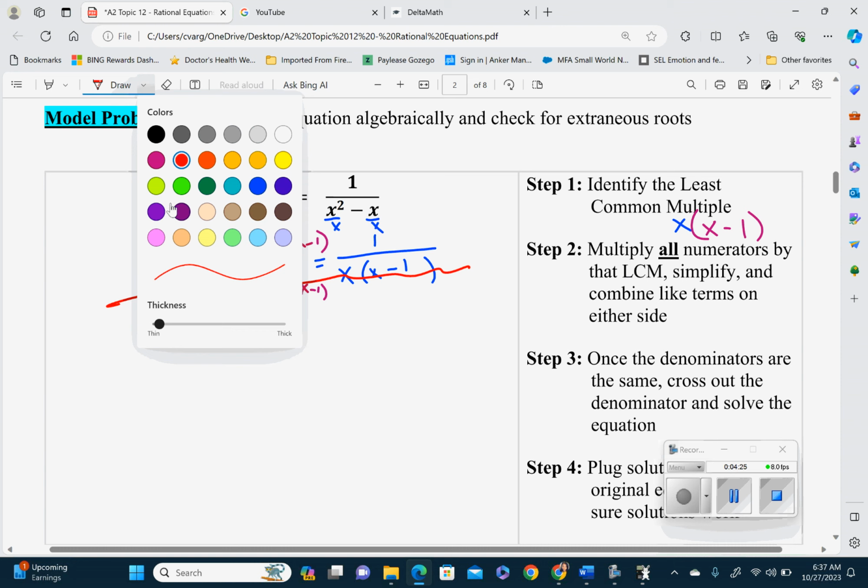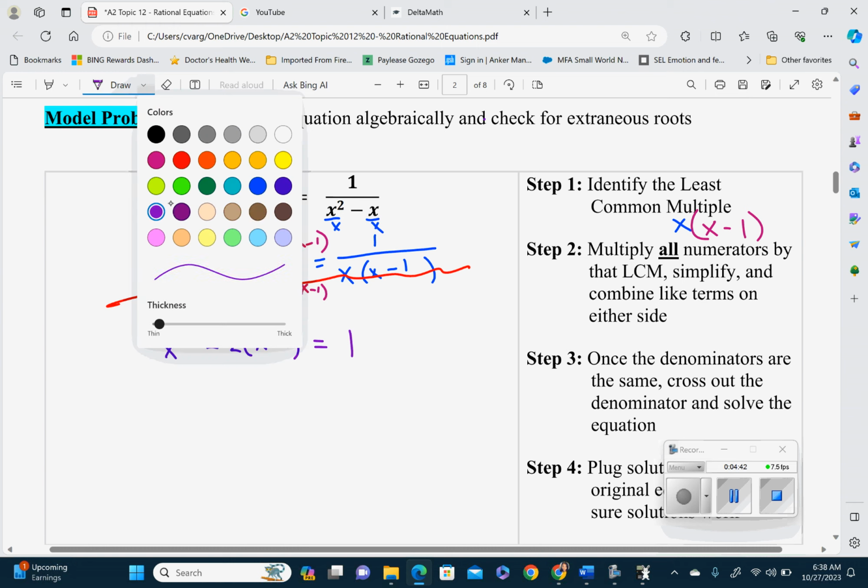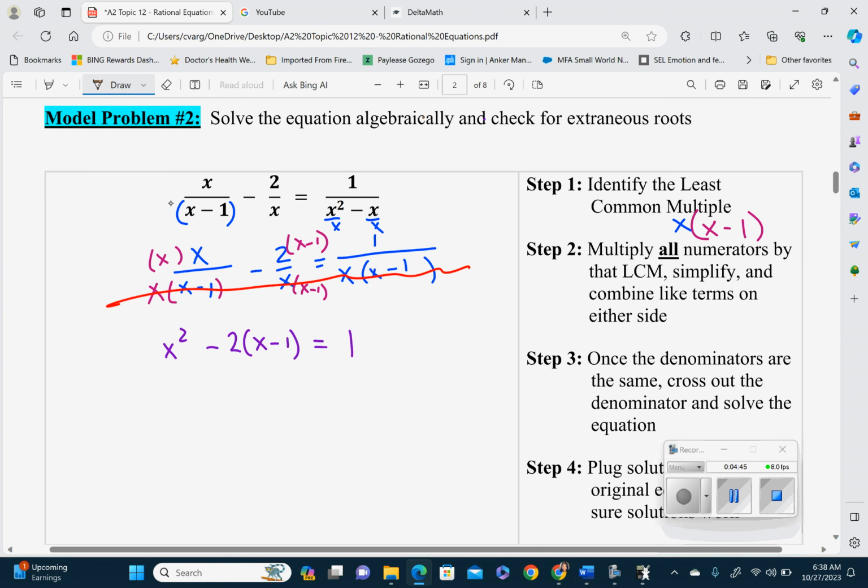So let's go to purple here. So x times x gives me x squared minus 2 times (x minus 1) equals 1. Remember, this is the most common mistake that people make. I'm just going to show you this. Let's go into a brown color. Negative 2 gets distributed here. So I have negative 2 times x gives me negative 2x. Negative 2 times negative 1 is a positive 2. The x squared just comes down, equals 1 just comes down.